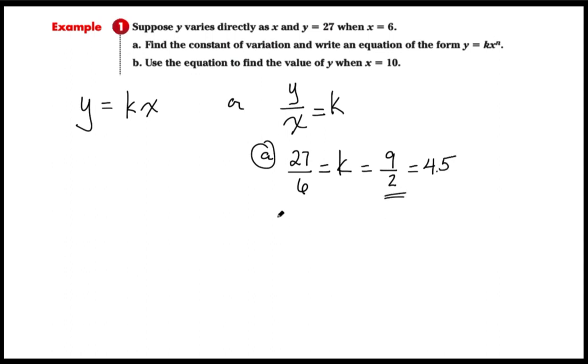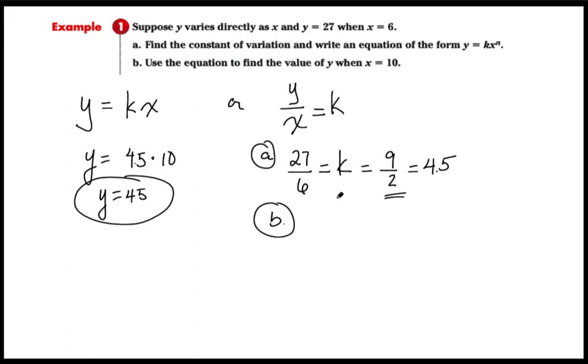All right, so that would be the constant of variation, and then B asks us to use the equation to find the value of y when x is 10. A couple things we can do. Now that we know what k is, we can simply plug in. We're looking for y when x is 10, so y is equal to 4.5 times 10, which gives us y equals 45, right?